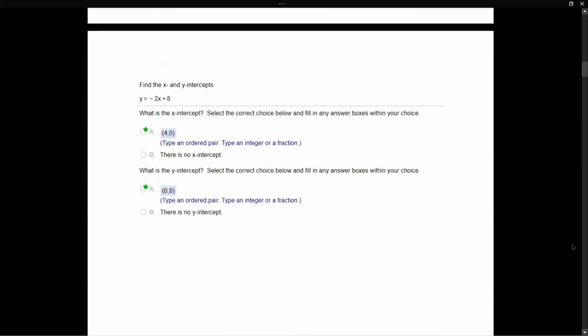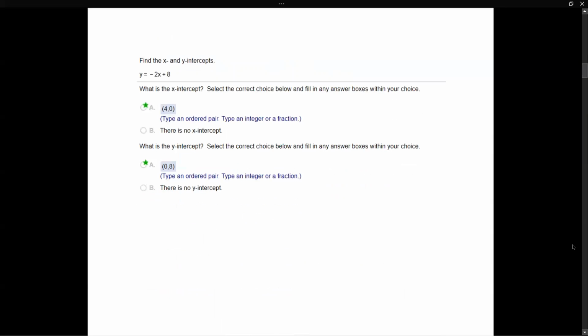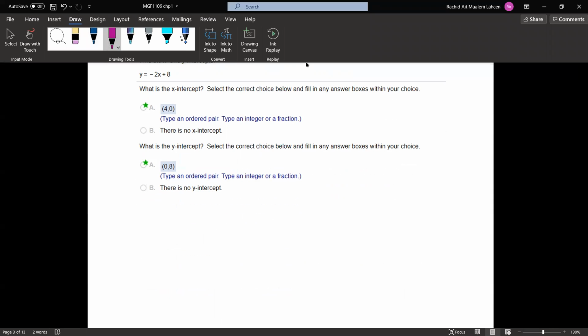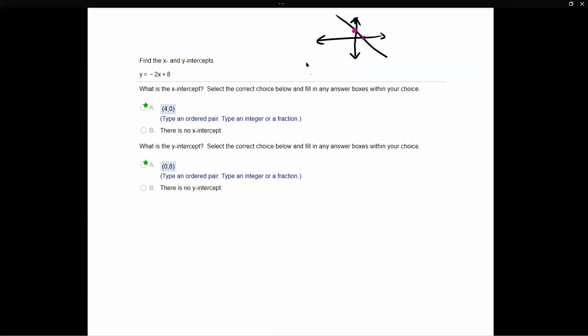Find the x and y intercepts. As we talk about these lines, let's say this line. This is the x-axis, this is the y-axis. As these intersect with these, then these are the points that are of interest.